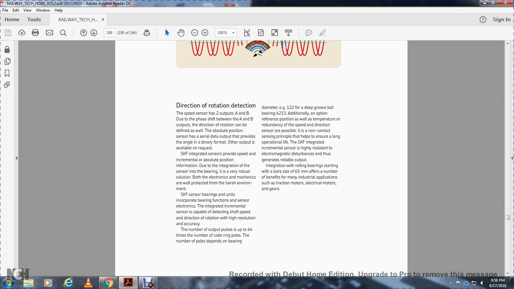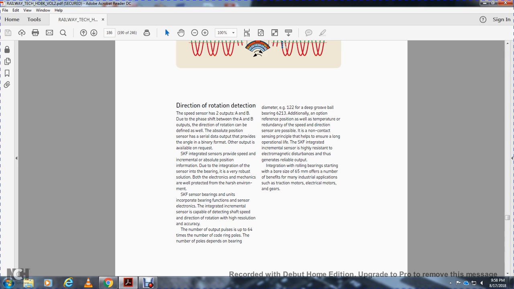The design of the absolute sensor provides the angle output in binary format, and other outputs are available. SKF provides integrated speed, incremental and absolute position due to the integration in the center of the bearing, a very robust solution. Both the electronics and mechanics are protected against the harsh environment by the SKF bearing. The bearing function is incorporated, and the sensor electronics are integrated, capable of detecting shaft speed and rotation direction with high resolution and accuracy. The number of output poles is 64 times the number of code ring poles.